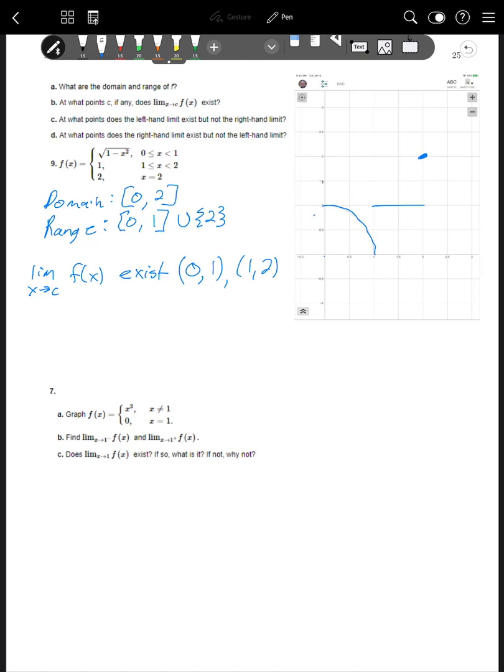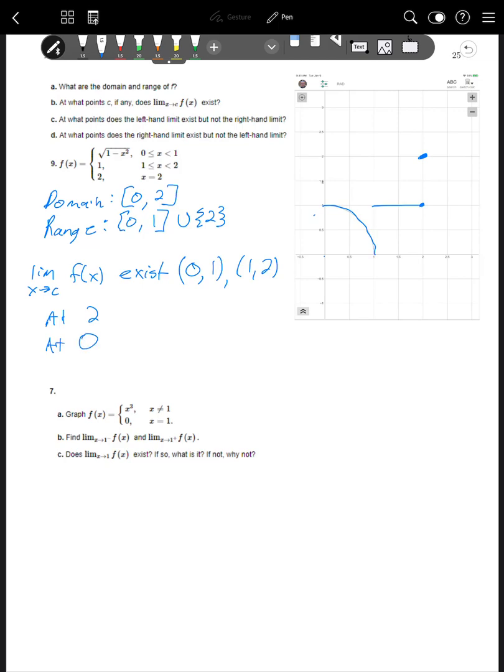So at what point does the left-hand limit exist, but not the right-hand limit? The only place that we have a limit on the left side, but not the right, would be over here, right? So the answer to part C would be at 2. Because on the left side, we've got something happening. It's approaching 1. But on the right-hand side, I just have a dot. And then the answer to part D, where does it have a right-hand limit but not a left-hand limit? Well, that would be at 0.